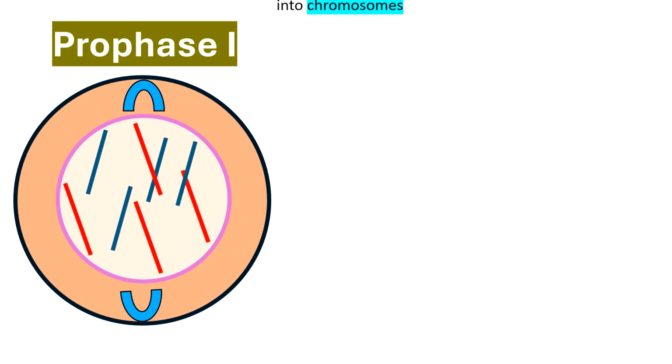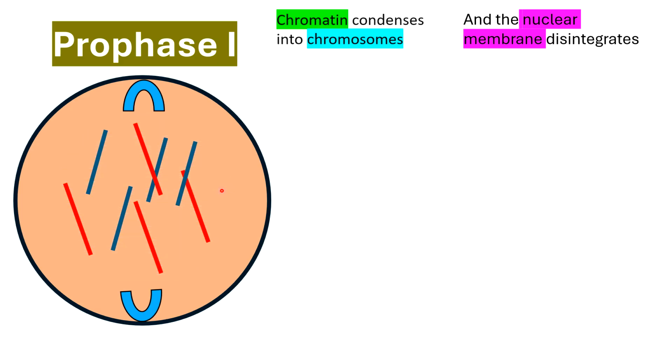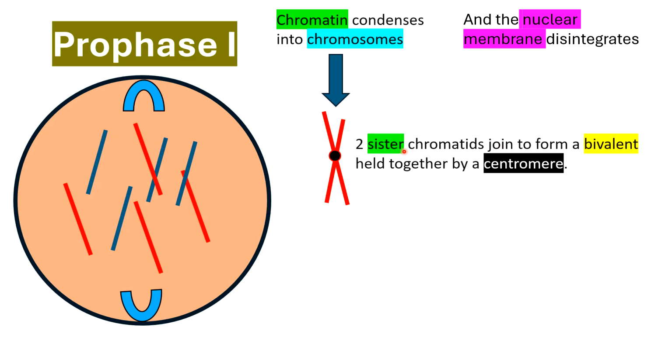First thing that's going to happen, chromatin condenses into chromosomes, and the nuclear membrane disintegrates, as you're going to see here on the left. Boom, nuclear membrane disintegrates. Now, these chromosomes are the joining of two sister chromatids, sister for identical, so they have the same alleles, the same genes. These form what's called a bivalent, bi for two, held together by a centromere. It's this black circle in the middle. This whole thing is a bivalent of two sister chromatids joined together.